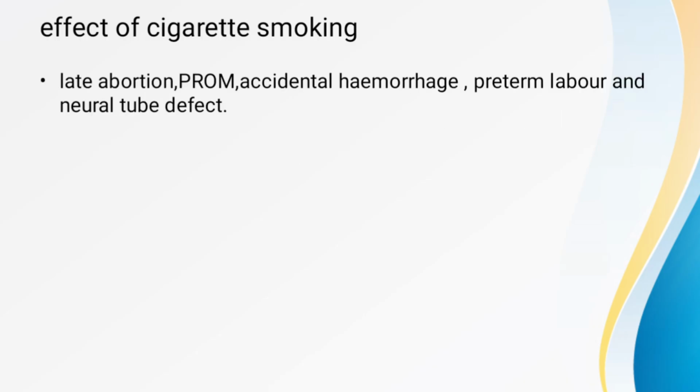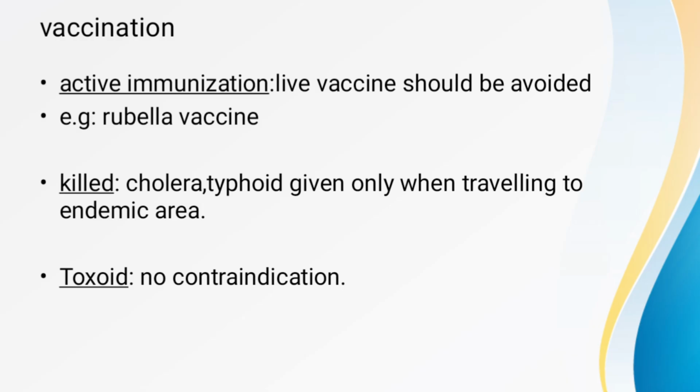Also, cigarette smoking. If the mother is a smoker, this can lead to late abortion, preterm rupture of membrane, accidental hemorrhage, preterm labor, and even neural tube defect.